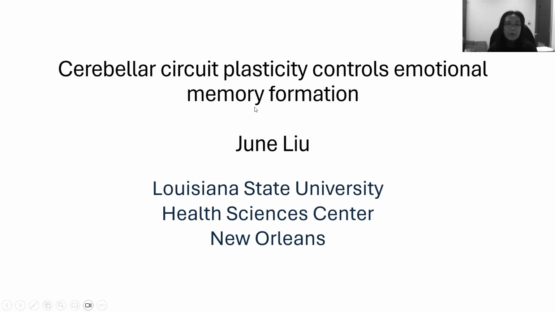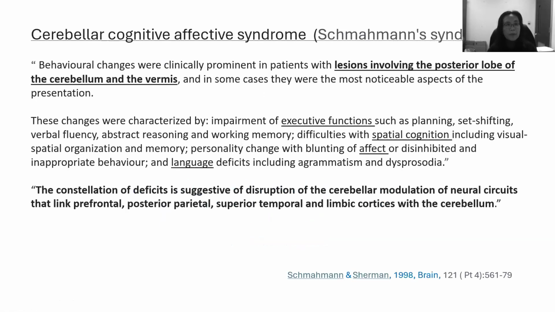So today I'm going to talk about the cerebellar circuit plasticity that controls emotional memory formation. So cerebellar cognitive affective syndrome, which is also called Schmahmann syndrome, was first defined by Schmahmann and Sherman in their early paper in 1998, in which they described that patients with lesions involving the posterior lobe of the cerebellum and the vermis exhibited behavior change.